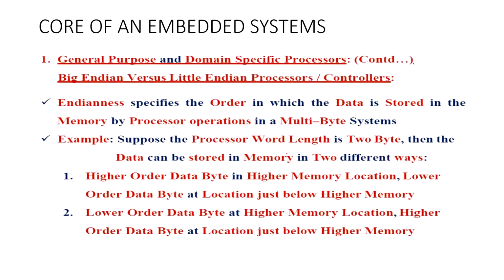The next concept, in general purpose and domain specific, is big Endian versus little Endian processors. Endianness specifies the order in which the data is stored in memory by the processor in multi-byte systems. For example, the higher order data byte in the higher memory location, and the lower order data byte in the lower location just below the higher memory, is called big Endian. The lower data byte at the higher memory location and the higher data byte at the lower location just below the higher memory is explained over here.